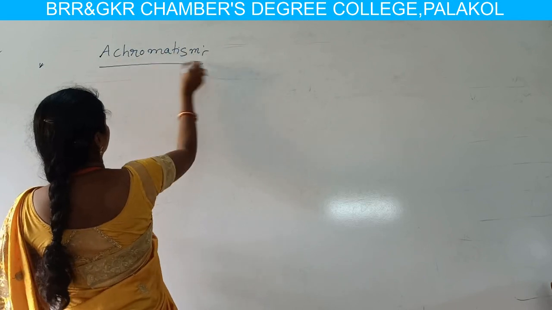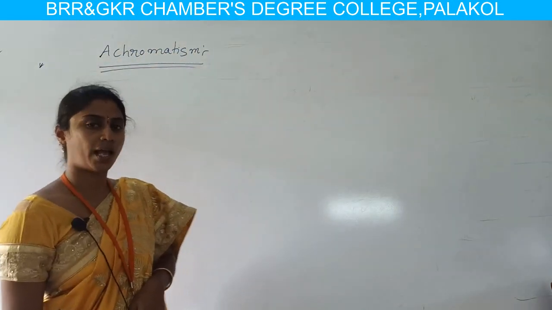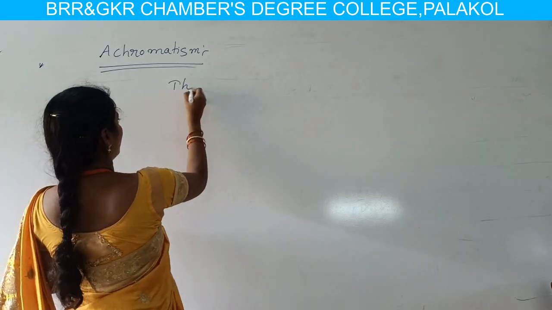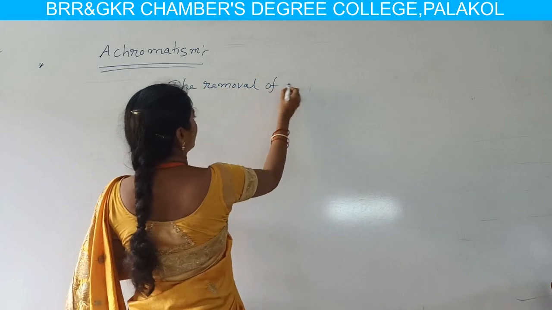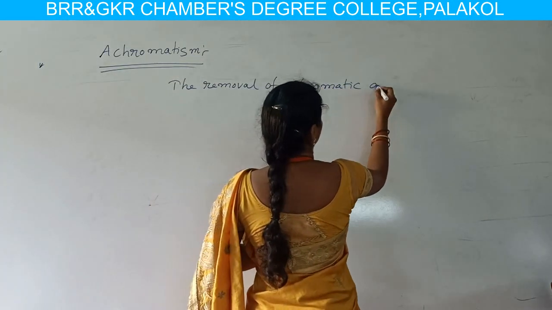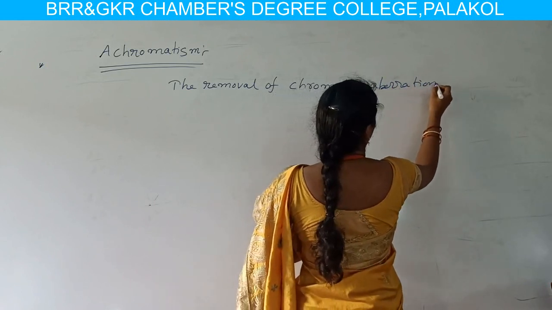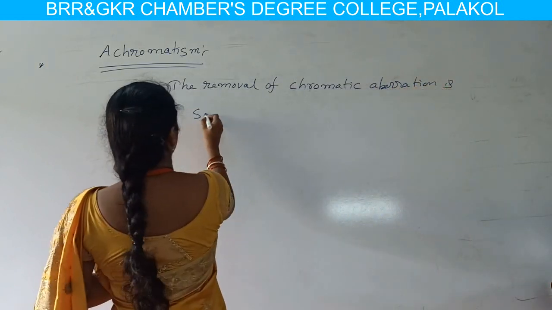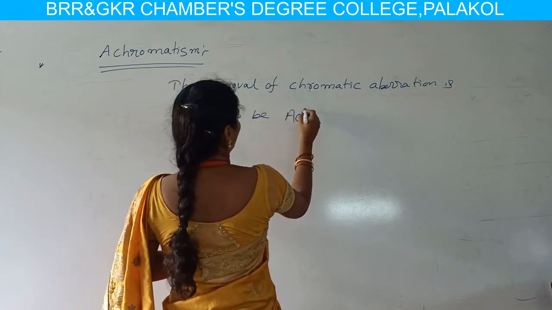What is achromatism? Here the removal of chromatic aberration is said to be achromatism. The removal of chromatic aberration is said to be achromatism.